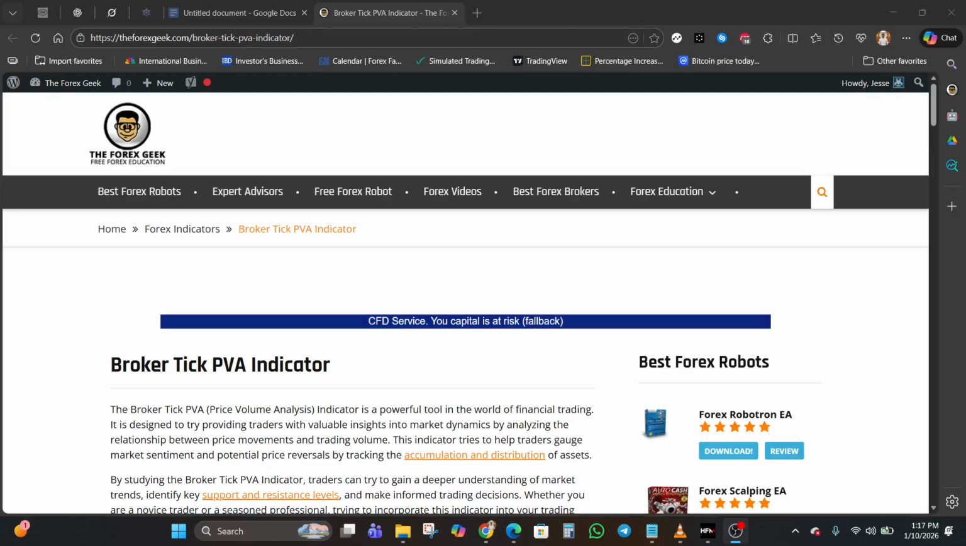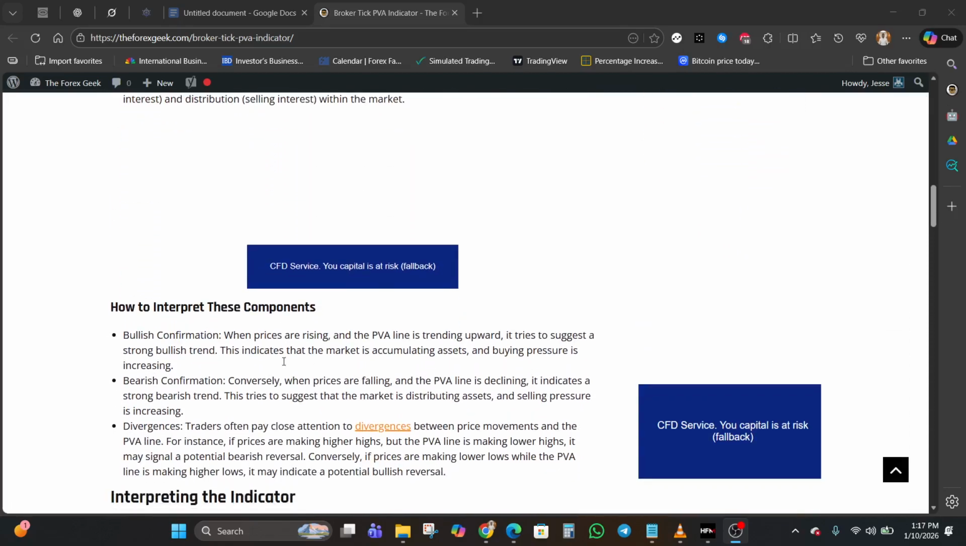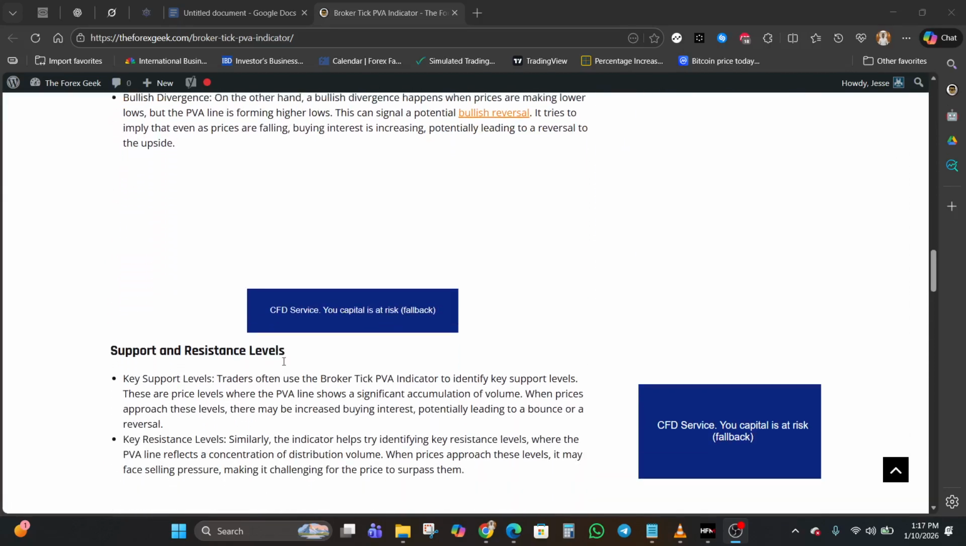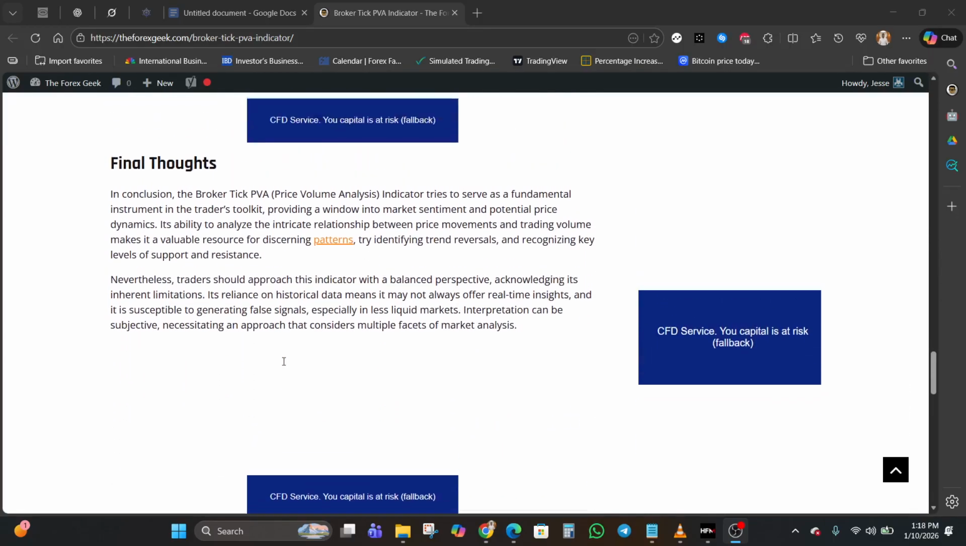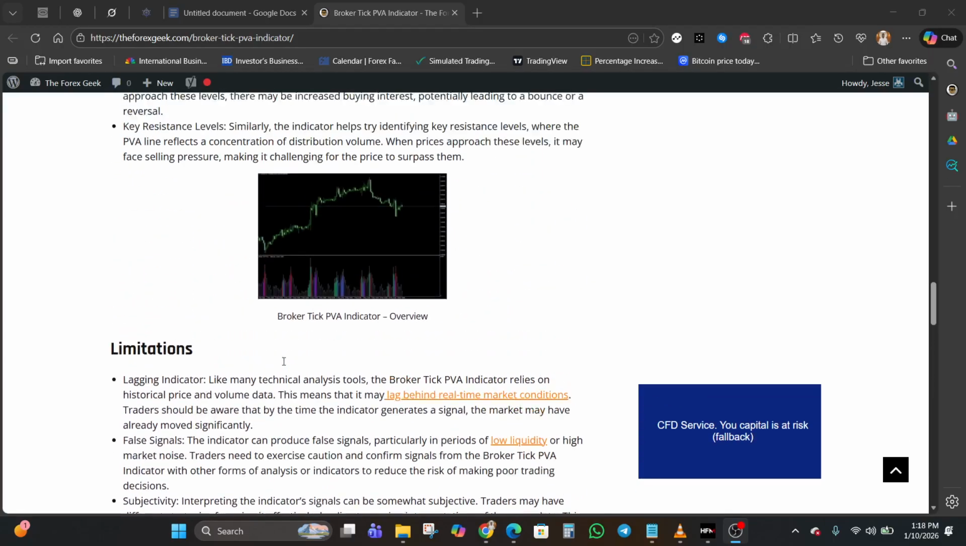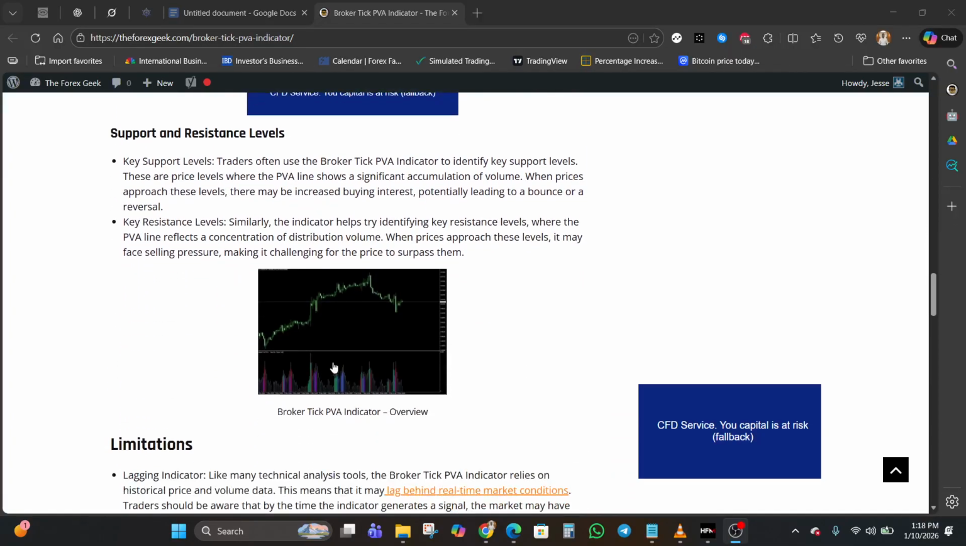It tries to analyze the relationship between price movements and trading volume, helping to gauge market sentiment and displaying potential price reversals.